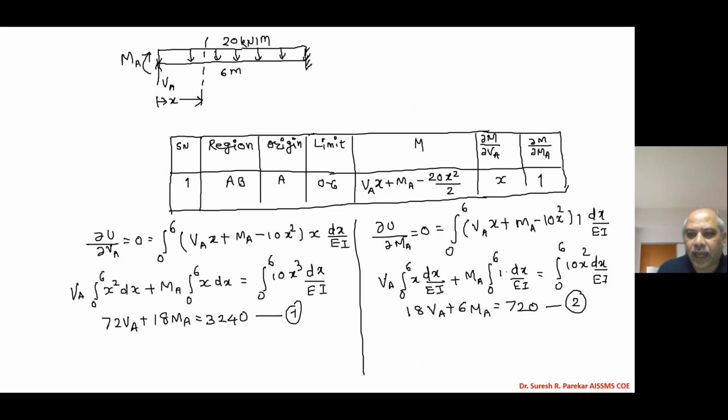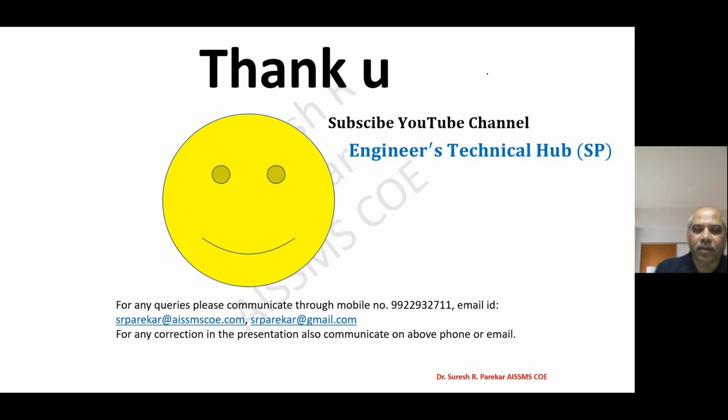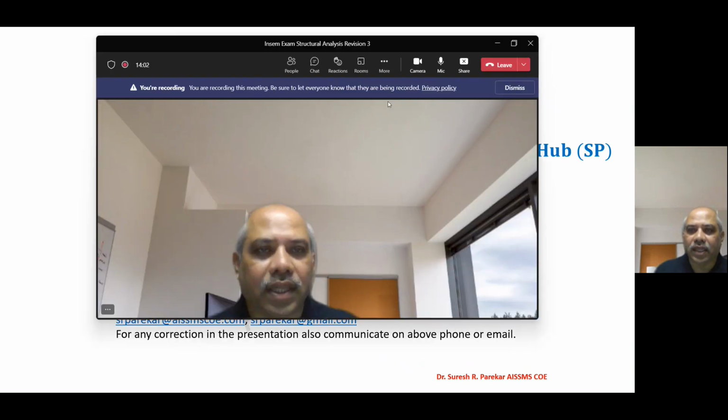Just we have to go with these two equations. That is our question, to prepare the equations for the redundants. So we have equation 1 and equation 2. If we solve these two equations, we are going to get the value of VA and the value of MA. Likewise, we have to solve the problems which are from fixed beam. Today we will stop here only. The remaining problems we will see in the next lecture.